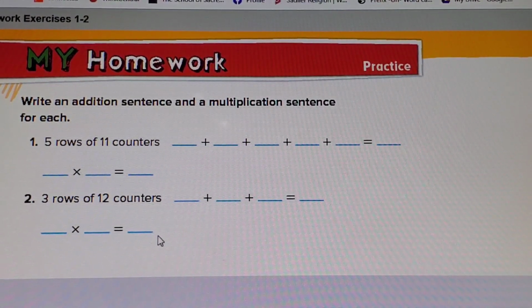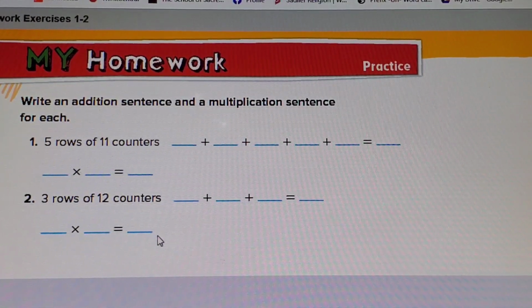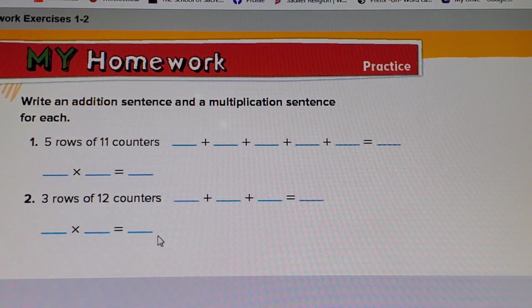Now I'm going to show you another way to do this. We did this a little bit in class, and this is way easier than laying out counters or making an array. My suggestion is you learn these multiplication facts so you have them right at your fingertips. I would practice them every day through the summer, like 5 minutes a day. I'm going to show you how we can do 3 times 12.